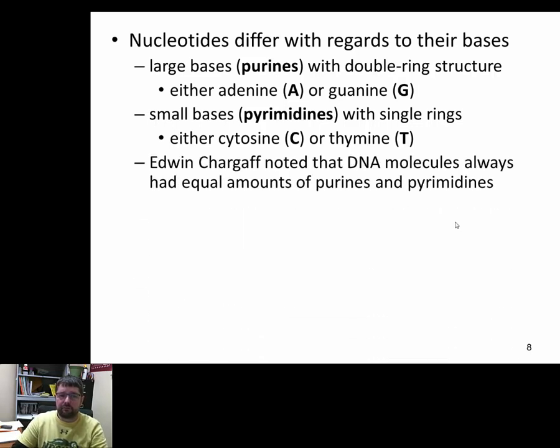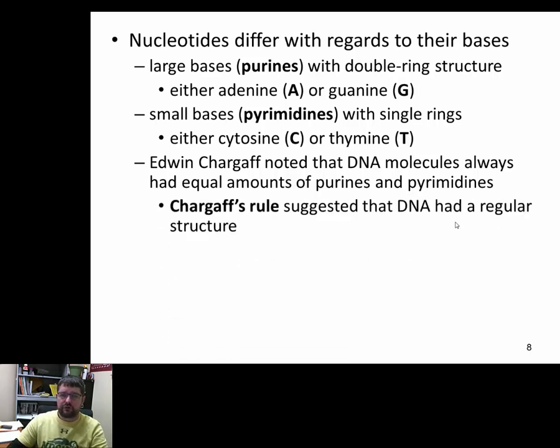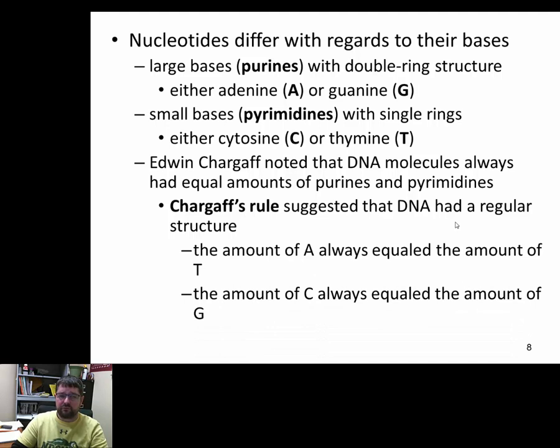Now this was noted and discovered by a man named Edwin Chargaff, and these are called Chargaff's rules. Chargaff's rules suggest that DNA always binds in the same way. Adenine always binds to thymine, and cytosine always binds to guanine. And they bind in equal amounts. So if you have 220,000 adenines in a sequence, then you will have 220,000 thymines in that same sequence. So they're binding in equal amounts.